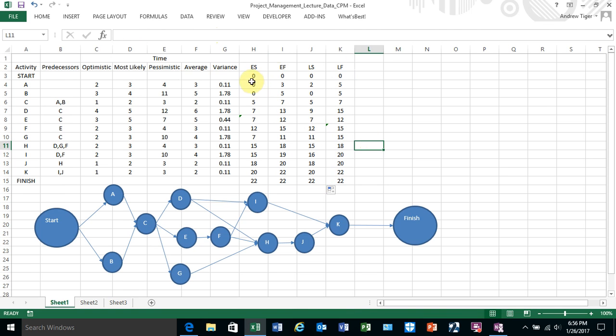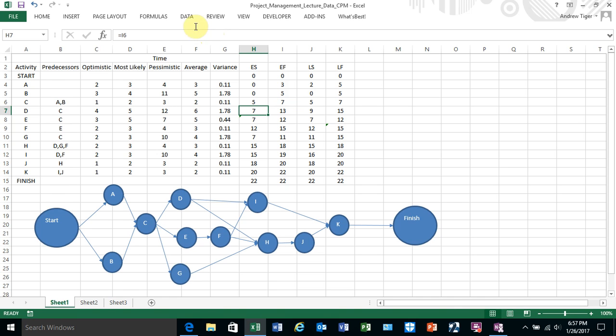The trick is the earliest start and the latest finish. So the earliest start for the start is just zero. That's when it can always start. But after that, how do I determine what the earliest start for A is? Well, since A is equal to its predecessor as the start node, I can reference that. And B is also equal to its predecessor as the start node. Activity C has two predecessors. Take the max of those.